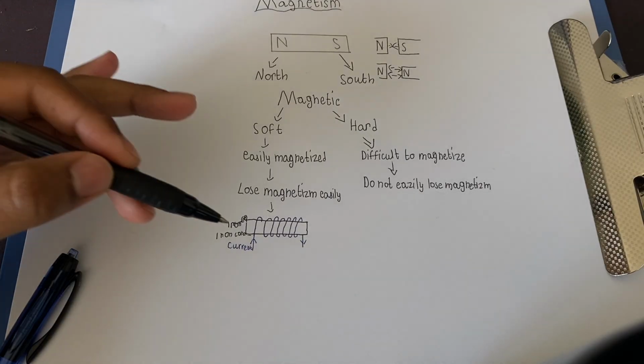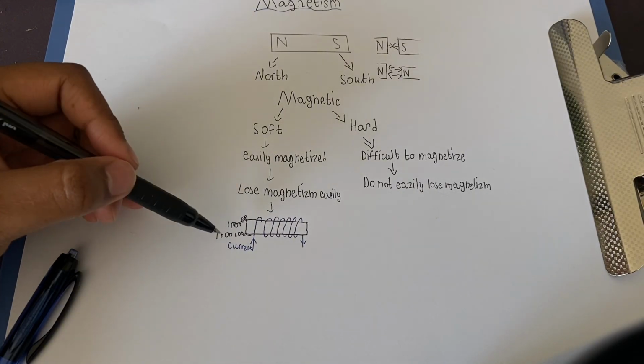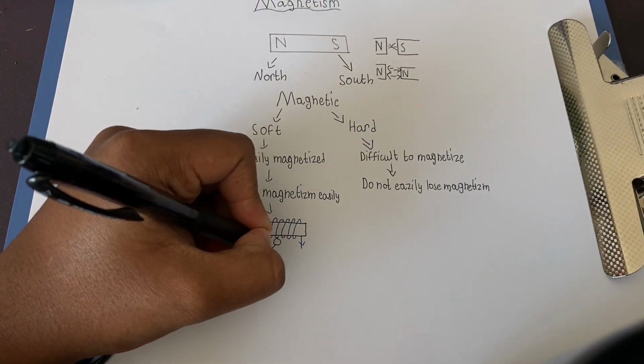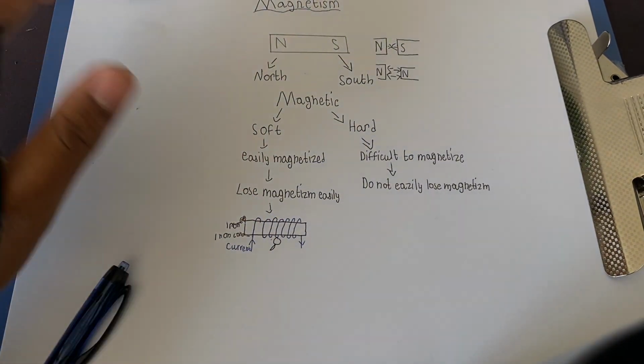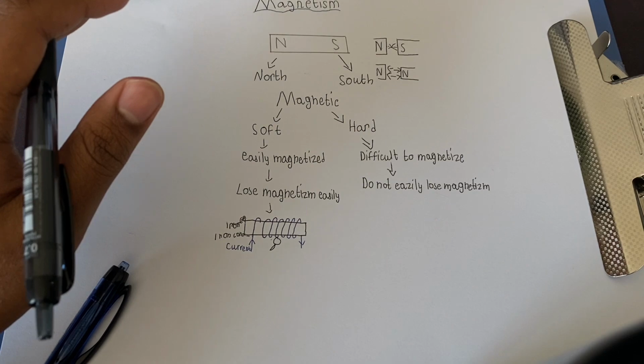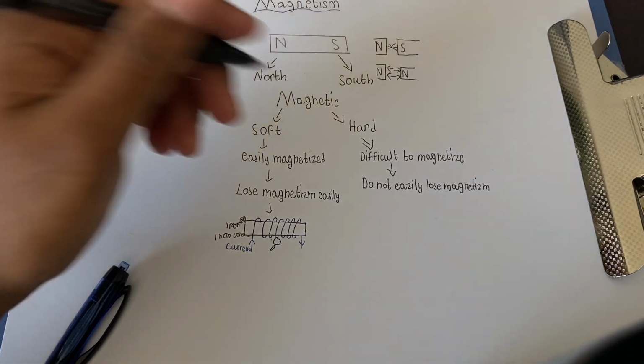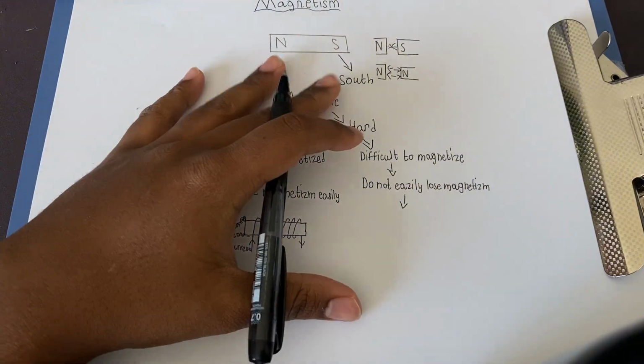Let's make use of this example. Here, the diagram shows an iron core surrounded with wires that have current passing through them. When the current is passed through the iron core, for example, if there is a steel pin over here, it will be attracted towards it. But if no current is present, the steel pin will no longer be attracted. This is an example of soft magnetic materials. An example of hard magnetic materials are magnets.